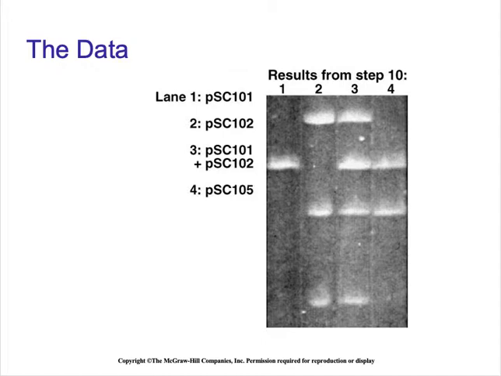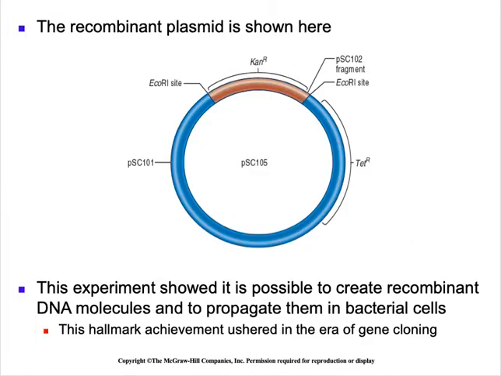Now, when they did their experiment, mixed them together and then ligated them, put those into bacteria and grew them up, they purified another plasmid, which was their recombinant plasmid. They called it PSC105. Notice what it looks like when you cut it with EcoR1. There's two pieces. That's because they fused the small piece of kanamycin of PSC102 with the larger PSC101, and that's what this cartoon shows you here.